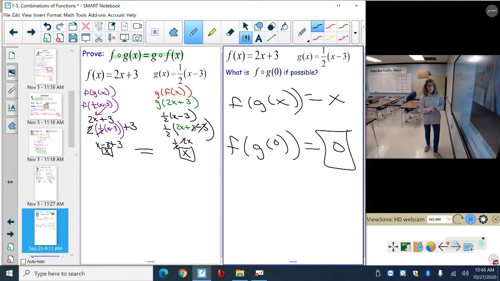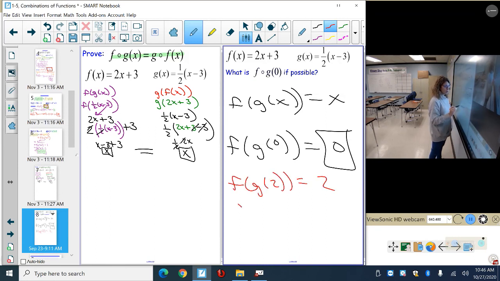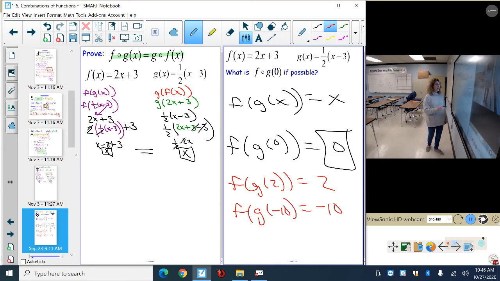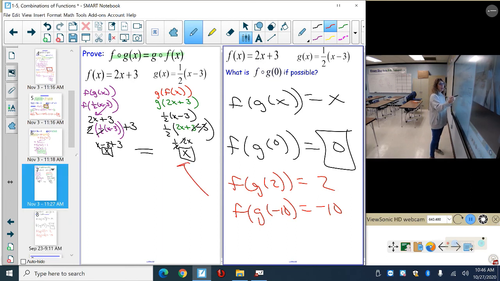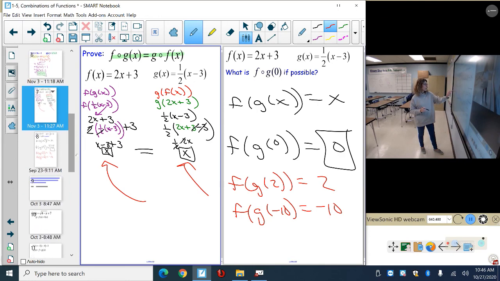Okay? Meaning, it doesn't matter what I plug in there. F of g of 2 is 2. F of g of negative 10 is negative 10. Why is that? Because they equal x. They equal x, which is pretty darn cool.